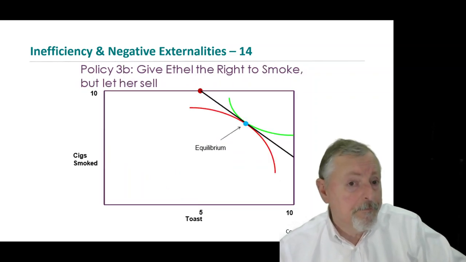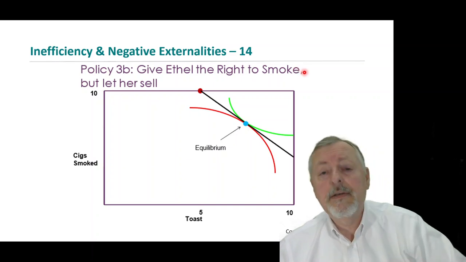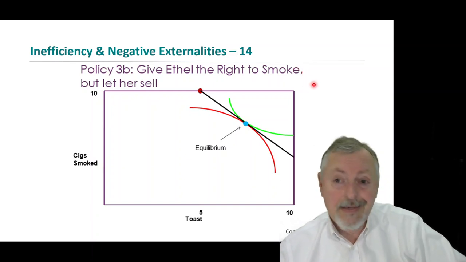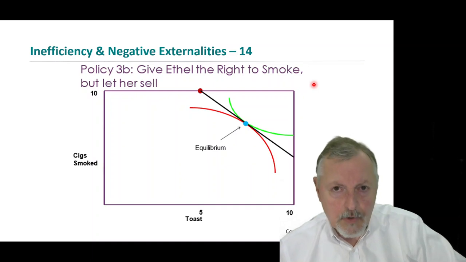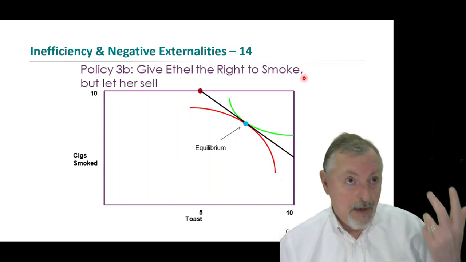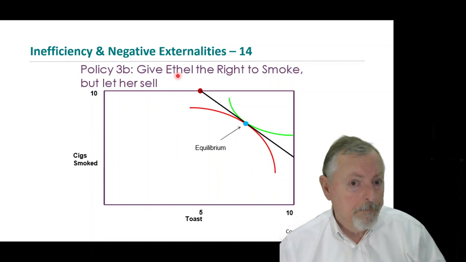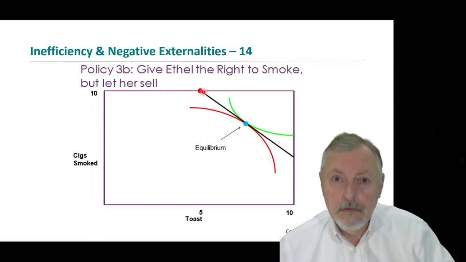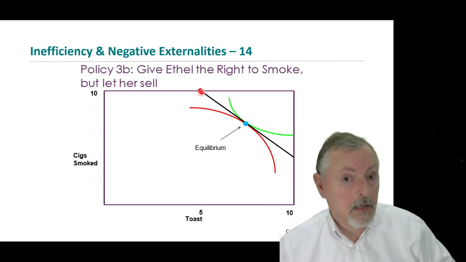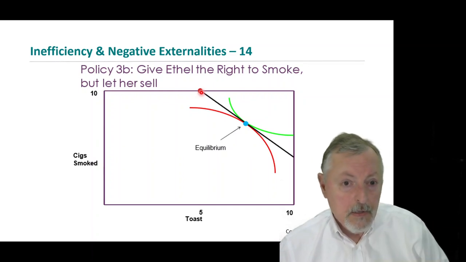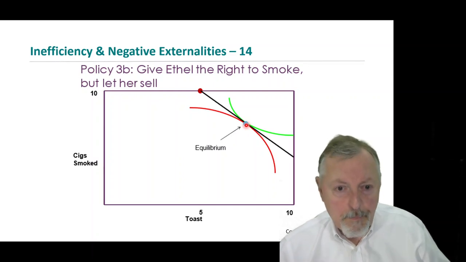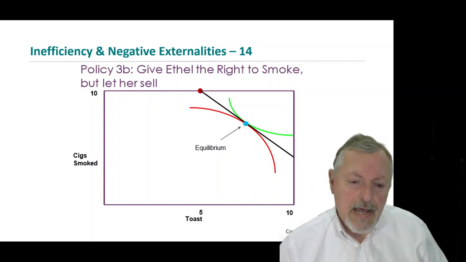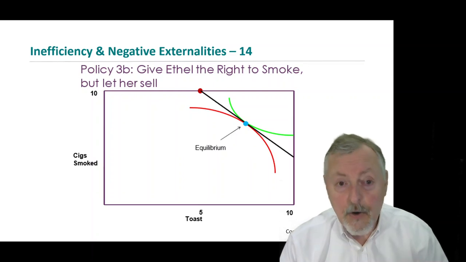Here's the other case. Let's say that Ethel has the right to smoke. Gwen can't say, I won't let you smoke, because the atmosphere, in this case, belongs to Ethel. And so Ethel is smoking a whole bunch. If Ethel has the right to sell atmosphere, like sell clean air, then this trade could happen. And they would again be both better off. But that can only happen if the trades are allowed as a matter of public policy.